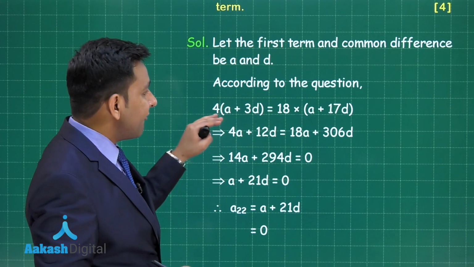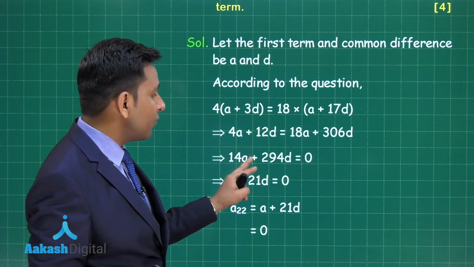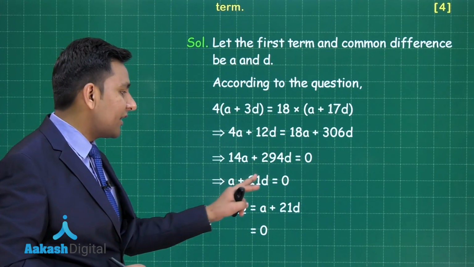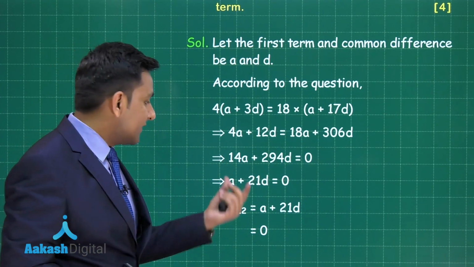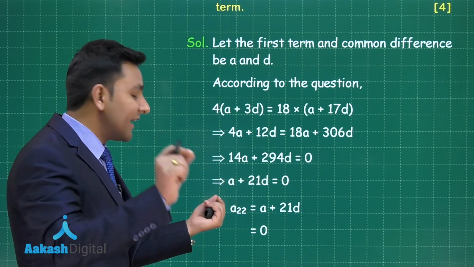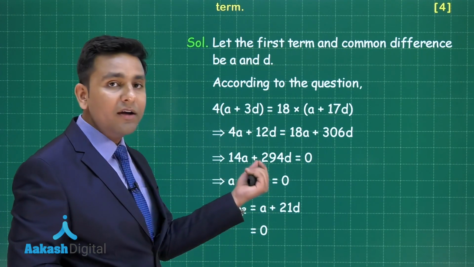So when we simplify this equation, we are getting 14 times a plus 294 times d is equal to 0. That means a plus 21 times d is equal to 0. And this expression on the left hand side is representing the 22nd term of the same arithmetic progression, because we have a plus 21 into d.